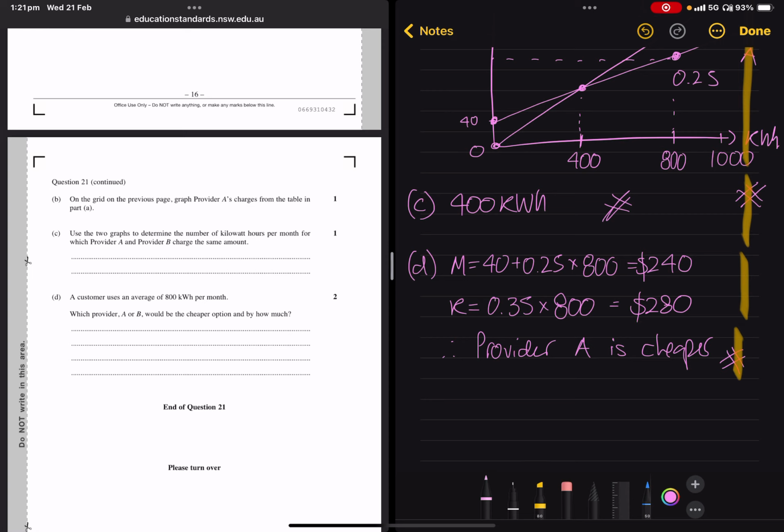And it's also worth noting, for part D, it says which provider A or B would be cheaper and by how much. We should also state the difference, right? We've sort of written it in the question here, but provider A is cheaper by $40. It's better to note this down very clearly in order to get the mark. So this is how we do question 21.